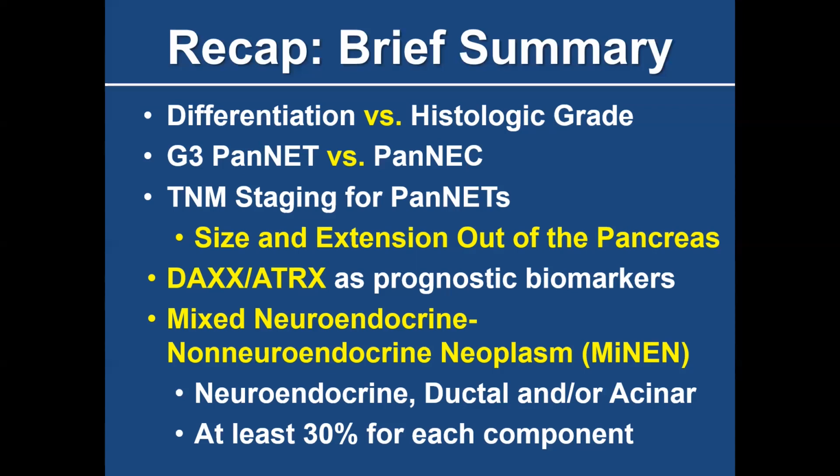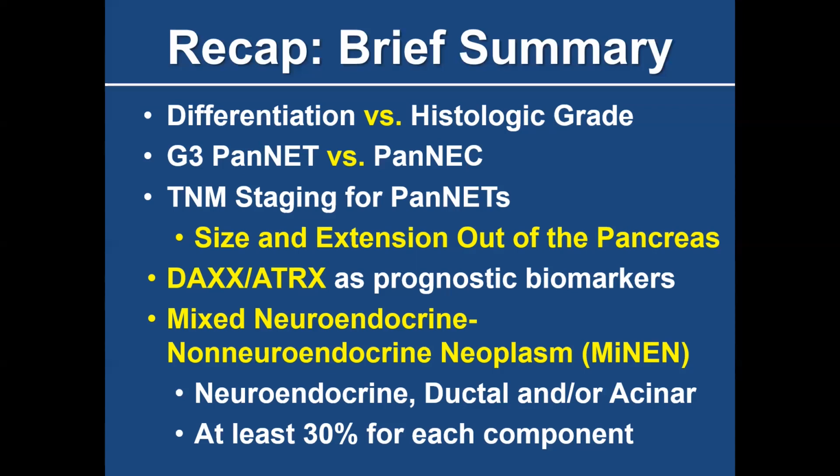And finally, I haven't mentioned this entity just yet, but it should be no surprise to anyone that mixed neoplasms do occur in the pancreas, and mixed neoplasms are now called by the WHO mixed neuroendocrine non-neuroendocrine neoplasms, which is really, unfortunately, a horrible name in my personal opinion, but it's defined as at least 30% of either component.